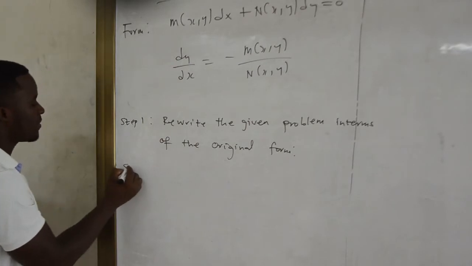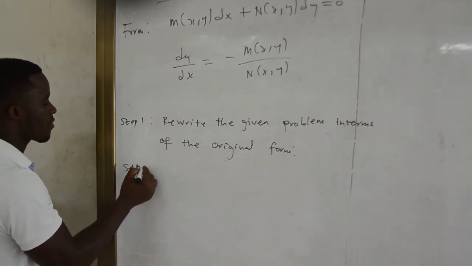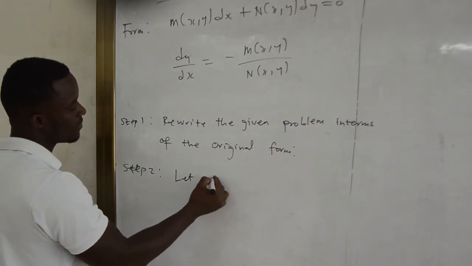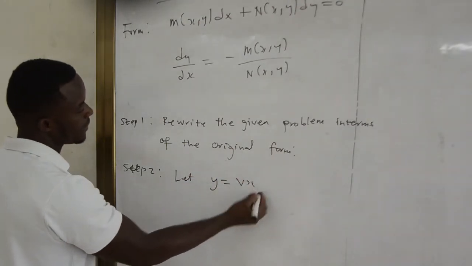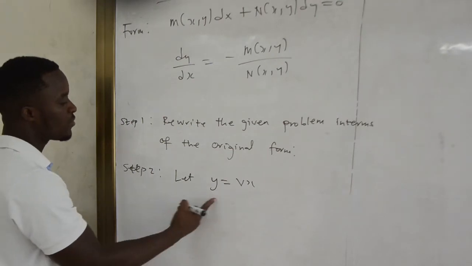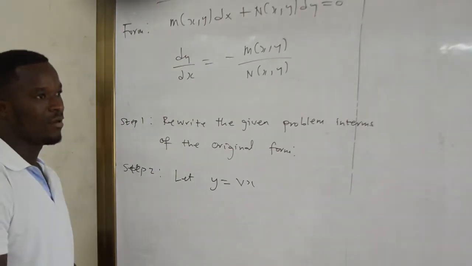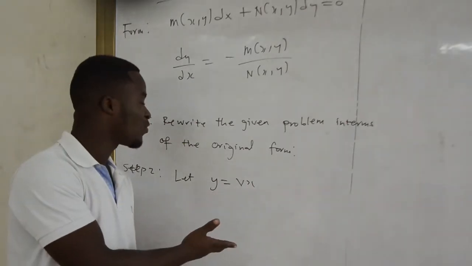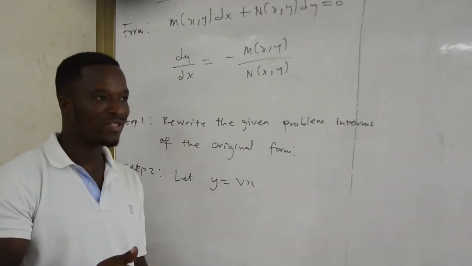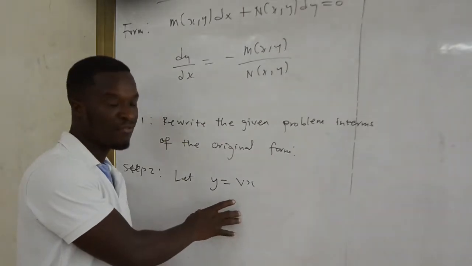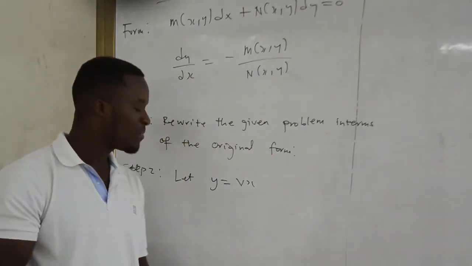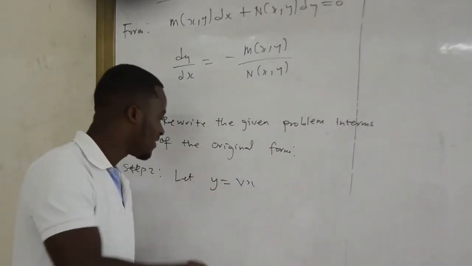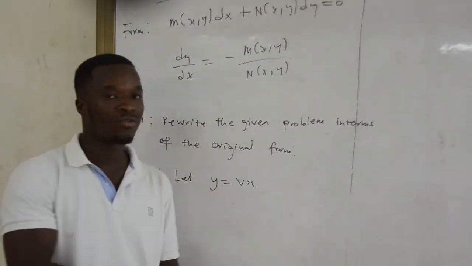The second step here is step 2. You will let a certain variable, let's say y is equal to vx. This y equal to vx is not always the case that you have to let. There might be a certain question where they will just define this term for you. So if the question being given hasn't defined anything for you, then you can let your y be equal to what? vx.